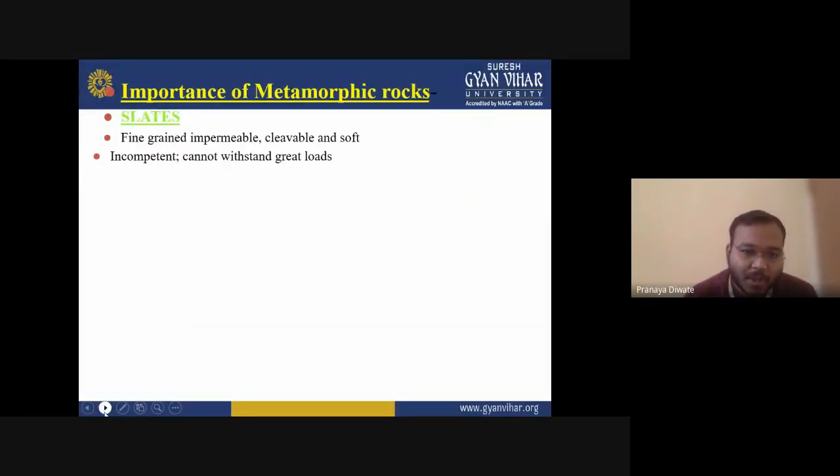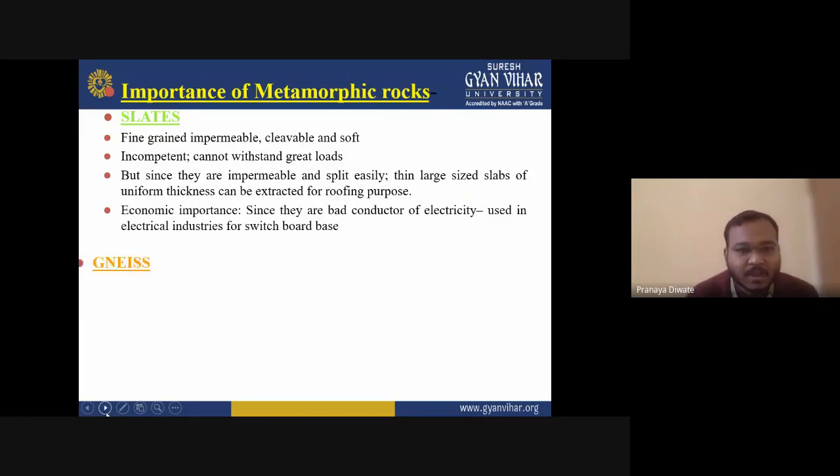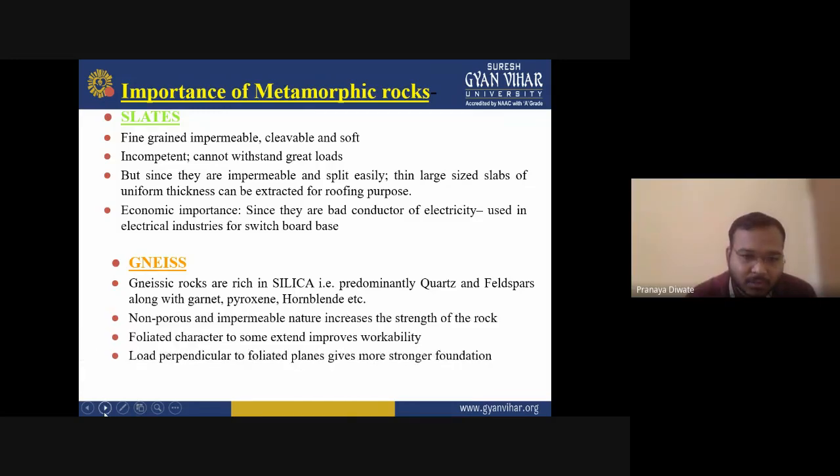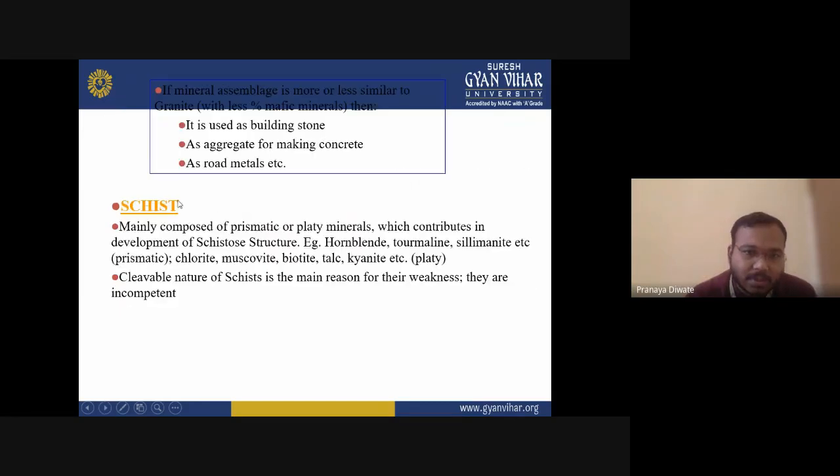So what is the importance of metamorphic rock? Slate is cleavable and soft. Since it is impermeable and splits easily, thin, large slabs of uniform thickness can be extracted for roofing purposes. Gneiss is rich in silica, predominantly quartz and feldspar, along with garnet and pyroxene. Schist is also cleavable; natural cleavage is the main reason for its weakness.